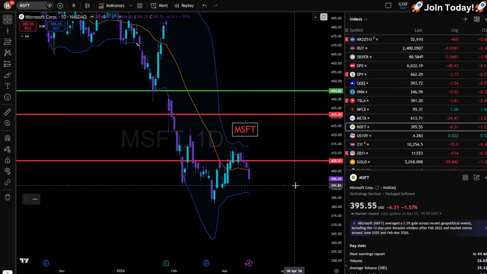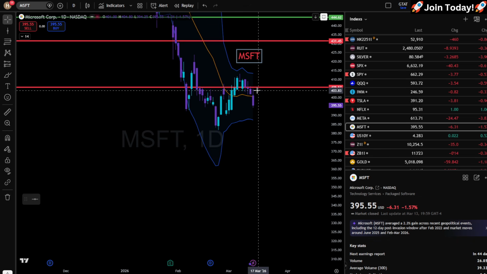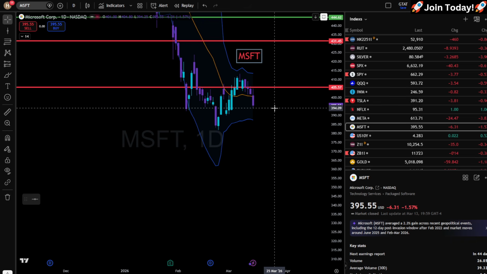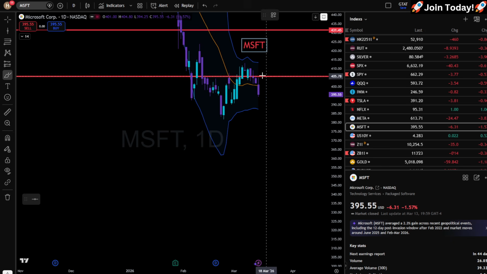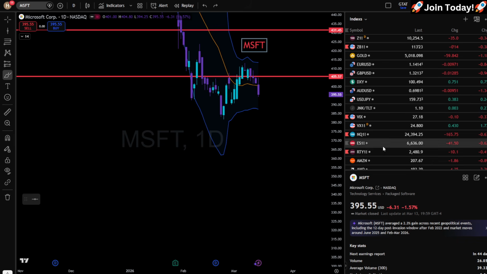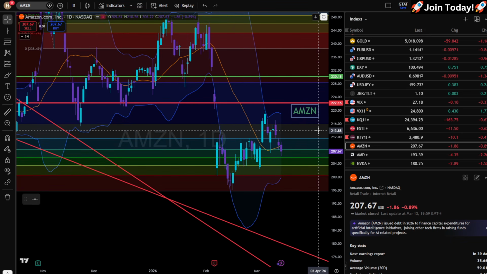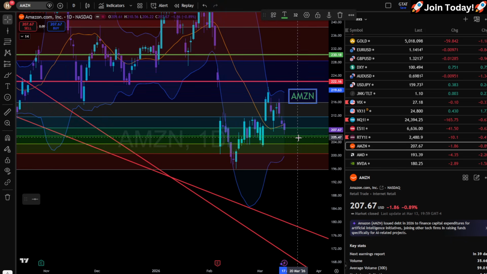Microsoft. In the short term, definitely looks a bit weak. We broke below 405. We're down below 400. Now we need to see if Microsoft can hold 380. So there's a bit more room to the downside on Microsoft as well. Let's take a look at Amazon now. Amazon, also in the short term, is showing a bit of weakness, a bit of potential to drop further lower. We are holding below 210. We're trying to hold above 205 on Amazon, but definitely a bit weak, okay?